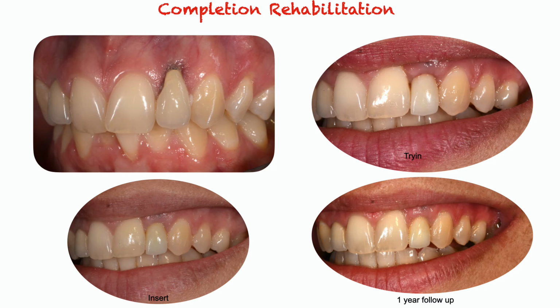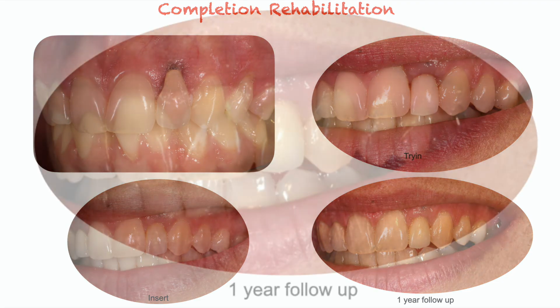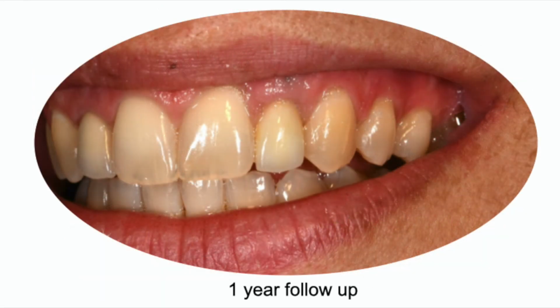Anyway, so you could see it on a better shot. That's how we started. This is the try-in that I thought was good but inadequate, more rectangular, and I wanted more of a triangular tooth form. And then you could see that's the money shot, the 1 year follow-up. Nice, good shape and soft tissue.